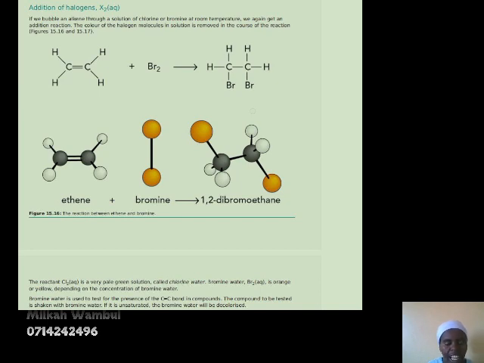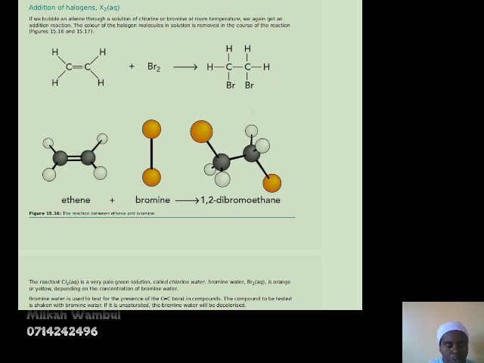Addition of halogen. Halogens are atoms in group 7 of the periodic table, like chlorine, bromine, iodine, etc. So they are known as halogens. If we bubble an alkene through a solution that has chlorine or bromine at room temperature, that's an example of an addition reaction, and you'll get either a bromoalkane or a chloroalkane. For example, if you bubble an alkene through a solution containing bromine, then you're going to get 1,2-dibromoethane.